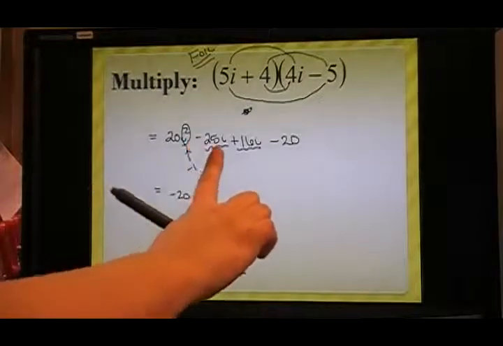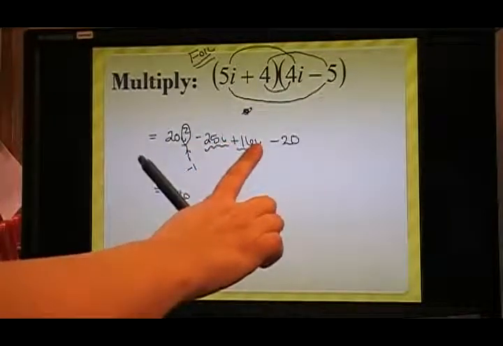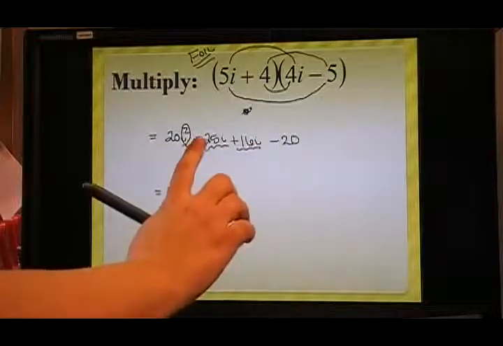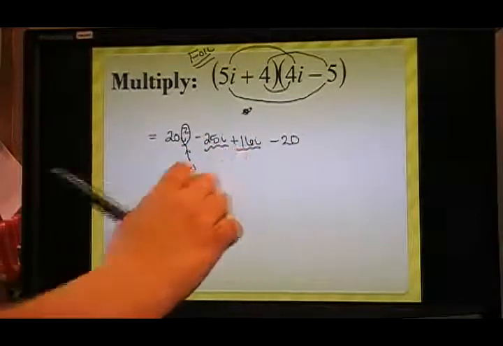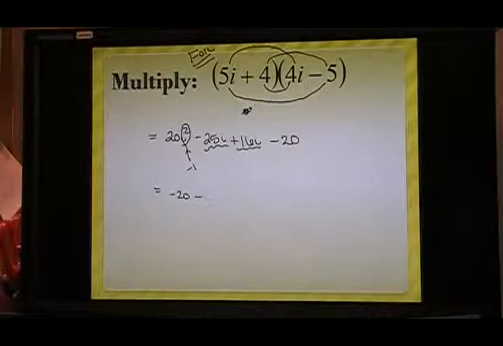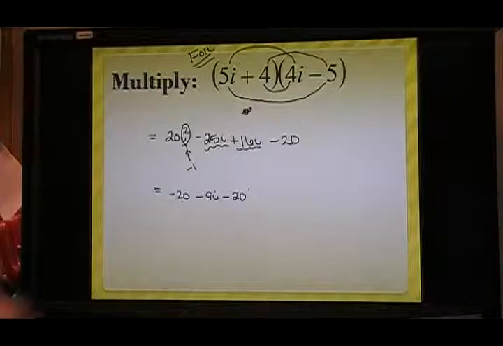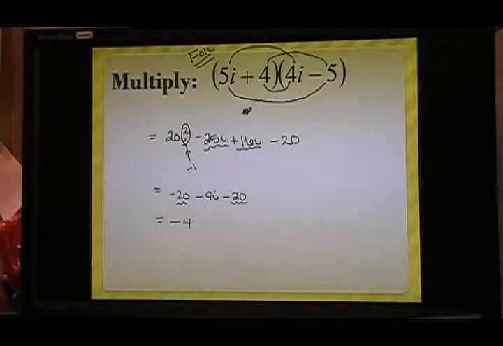Our negative 25i plus 16i, we just combine our coefficients. Negative 25 plus 16 is negative 9. So minus 9i minus 20. And now we can combine our constants, or the real parts here. Negative 20 minus 20, we have negative 40. So negative 40 minus 9i is the resulting complex number.